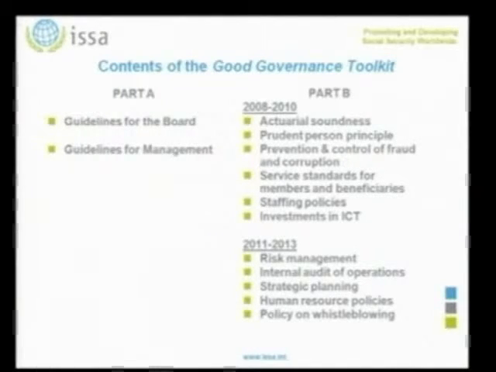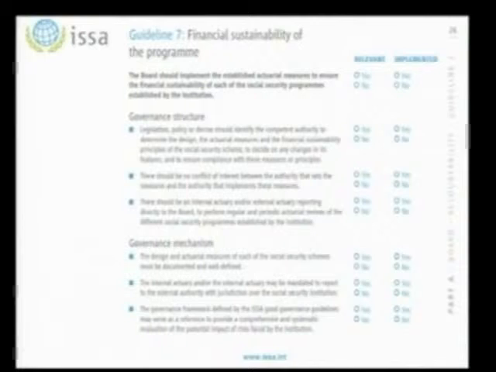In the current triennium, guidelines in 5 additional areas of social security administration will be added to Part B, namely risk management, internal audit of operations, strategic planning, human resource policies, development, retention, succession of human resources, and the policy on whistleblowing.